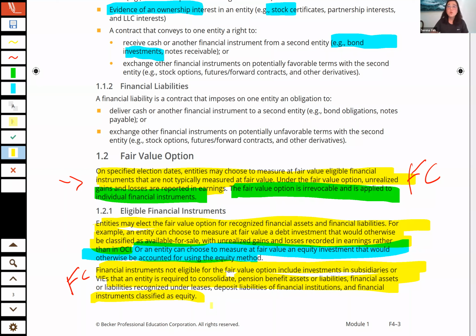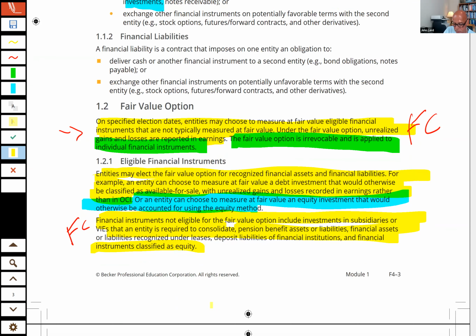Question? Yes. What is OCI? Other comprehensive income. We talked about that in chapter 1. All right. Thank you. Okay. OCI is other comprehensive income.